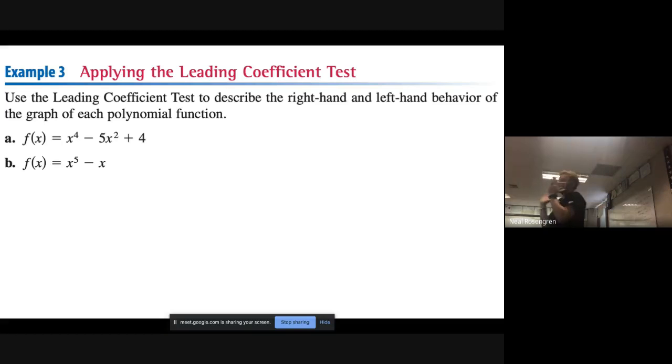Polynomial graphs, I can plug in any x I want and get a value back. So the domain of both of these, they are both infinite.